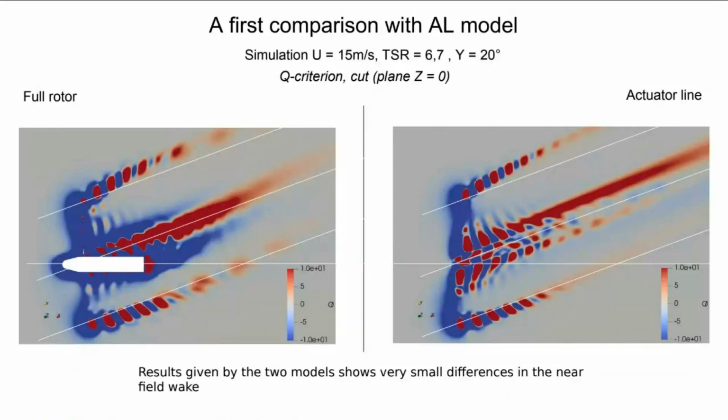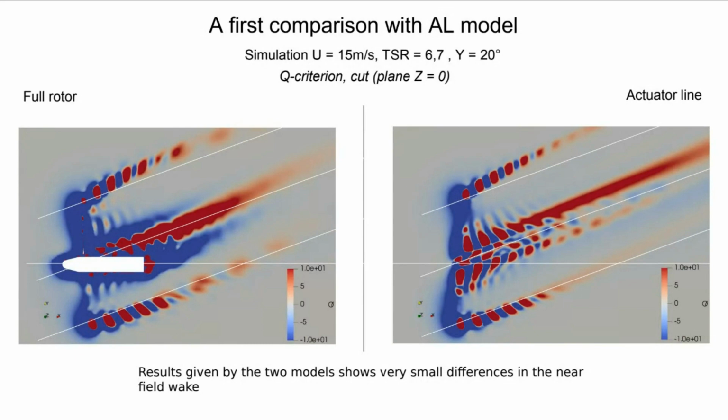So let's go on. Some first comparison between the simulation done with the resolved rotor geometry and the actuator line model. We're quite happy to see that the reduced order model gives a very similar description of the wake in terms of vortices. What we see here is a cut of the flow field showing the contour of the Q criterion, which is another quantity that is used to visualize vortical structures in the field.